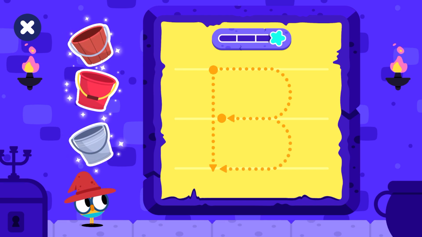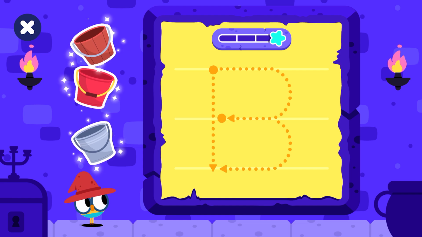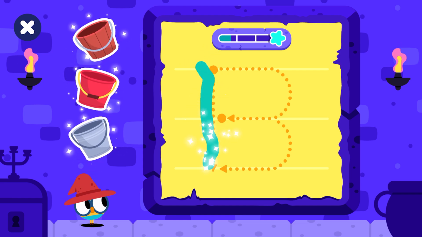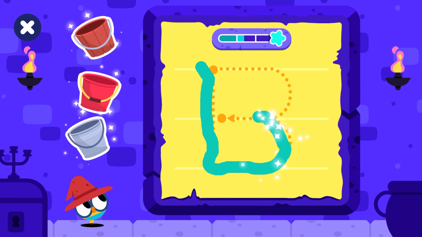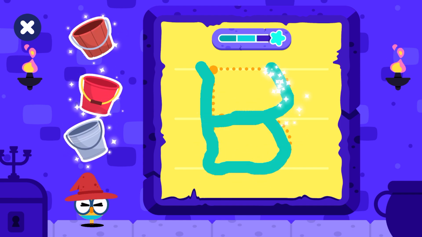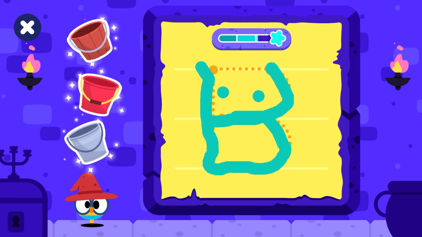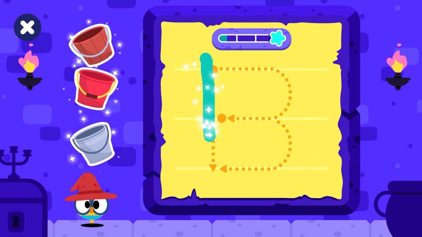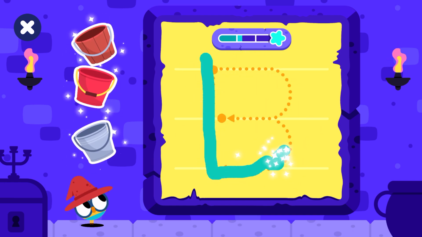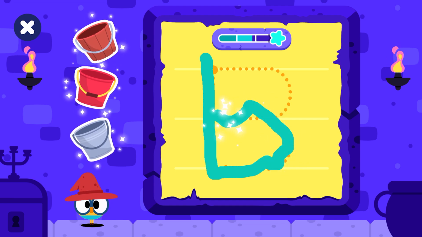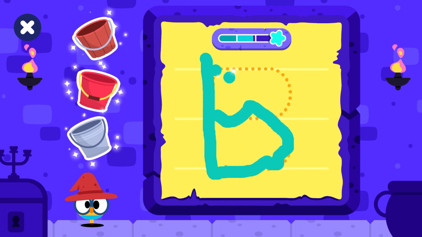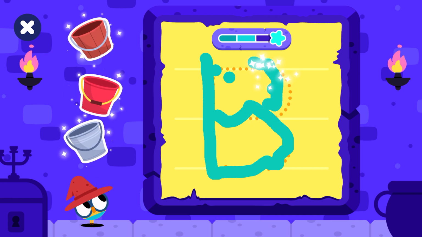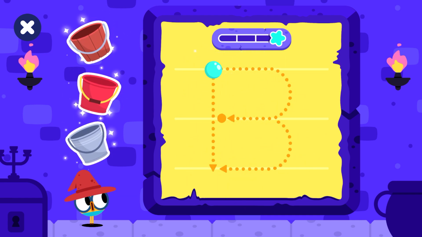Disappear by drawing the letter you have learned. Let's do it again!